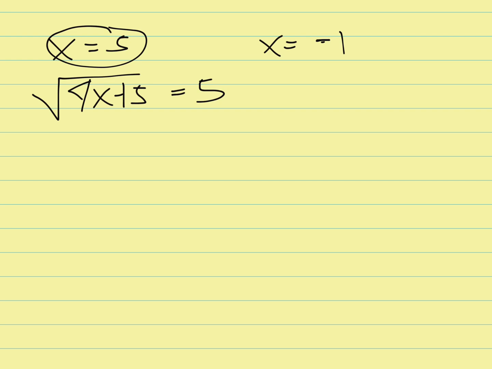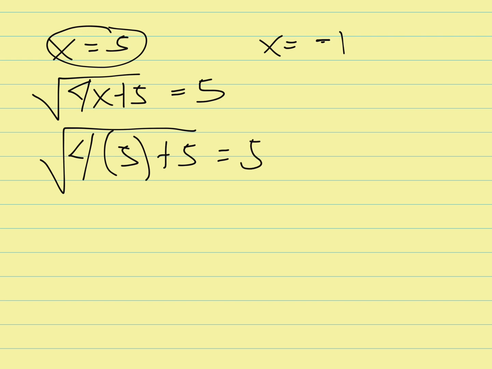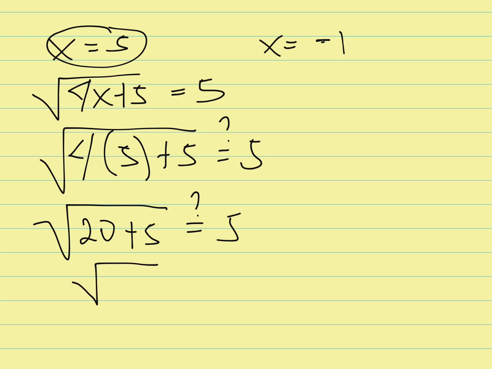Next, the square root of 4 times 5 plus 5 equals 5. Next, the square root of 4 times 5 is 20, plus 5 equals 5. So the square root of 20 plus 5 is 25, equals 5. So the square root of 25 is 5, equals 5. Okay, therefore it is correct.